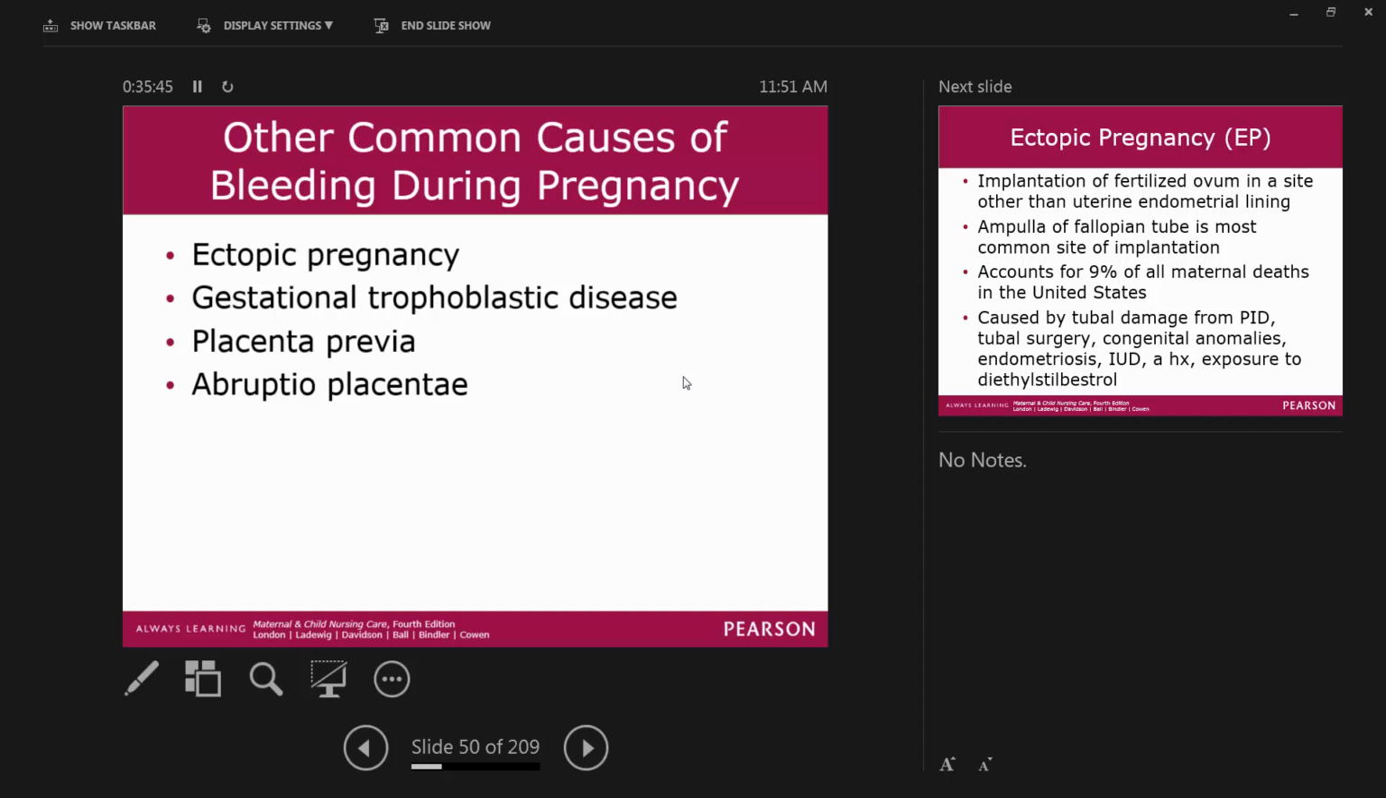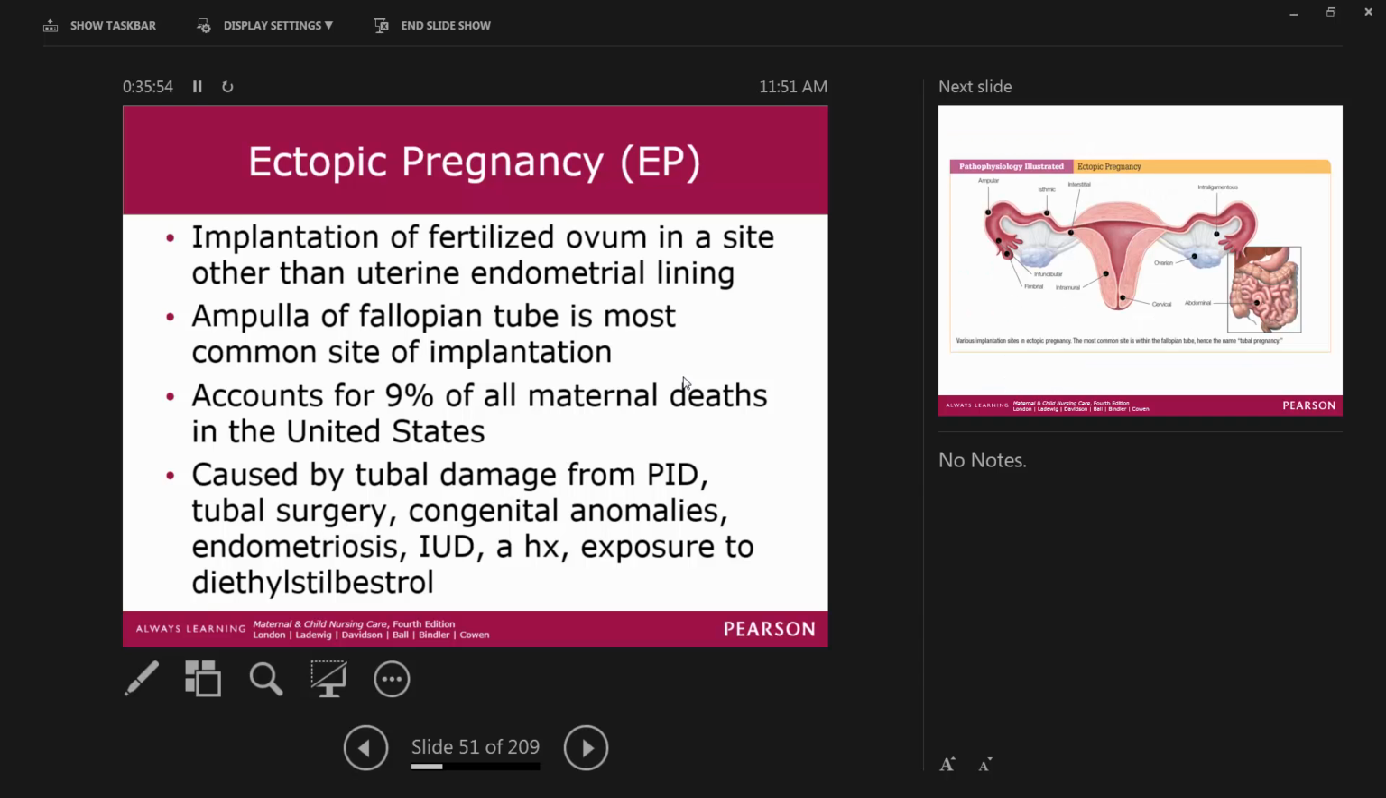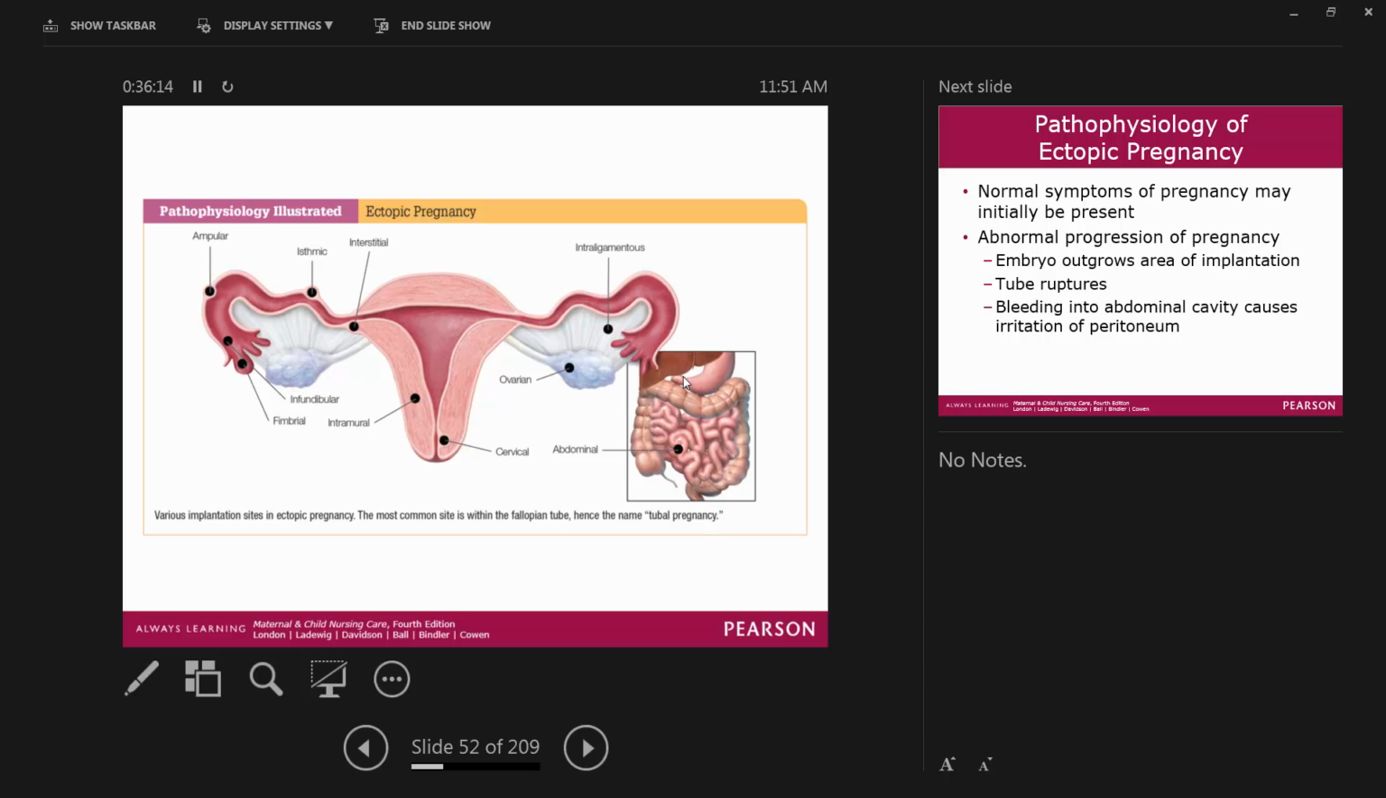All right, so other problems are ectopic pregnancies, gestational trophoblastic disease, placenta previas, or abruptions. So we'll just go over those real quick. Ectopic pregnancy is a pregnancy that is fertilized but does not travel out of the fallopian tubes. So the pregnancy implants into the fallopian tubes, or any place other than the uterus. Most often it's in the fallopian tubes, but it can be anywhere in the abdominal cavity actually.